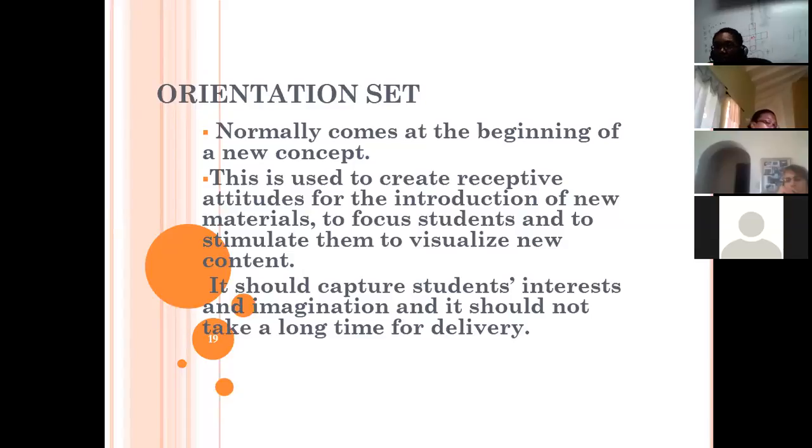And it is this orientation set or lesson introduction that you're going to be developing for a part of your final assignment. And you're going to share this. Okay, so if we're dealing with the 5E model, this is the engage phase of your lesson plan. All right, and it does the same purpose.